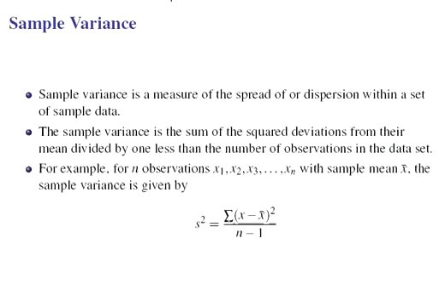And that is it. So to finish off, we're going to discuss this idea of sample variance and sample standard deviation a little bit before we go. As I said before, it is a measure of the spread or dispersion of data within a dataset of sample data. It is the sum of the squared deviations from their mean divided by one less than the number of observations in the dataset. So essentially it looks like this. What we do is for each value, subtract the mean, square it, sum up all these values, and divide it by n minus 1, the sample size minus 1.